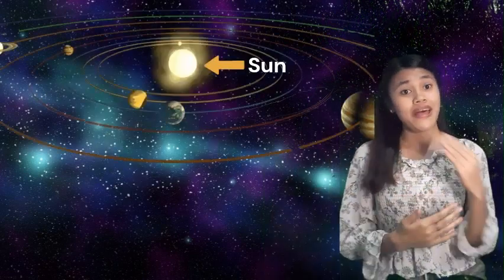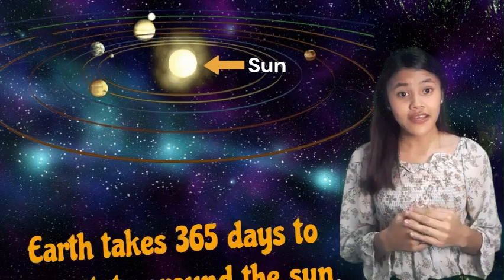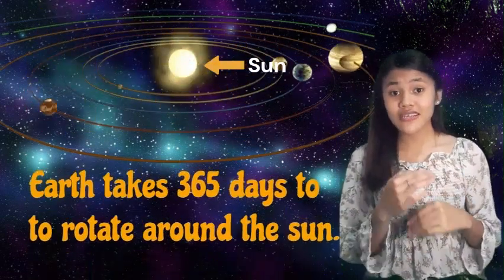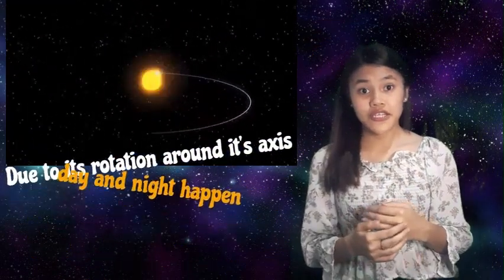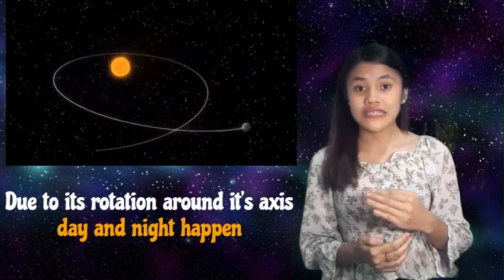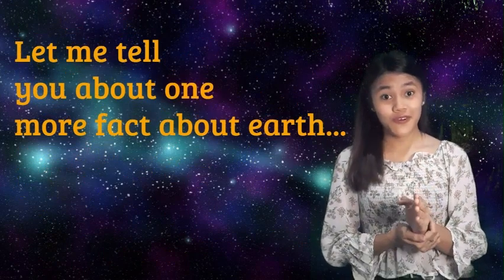Those are all oceans and seas, and the green portion is the land where we live. Like other planets, Earth also moves around the Sun. It takes 365 days to revolve around the Sun. It also keeps rotating on its axis. Day and night happen. Let me tell you one more fact about the Earth.